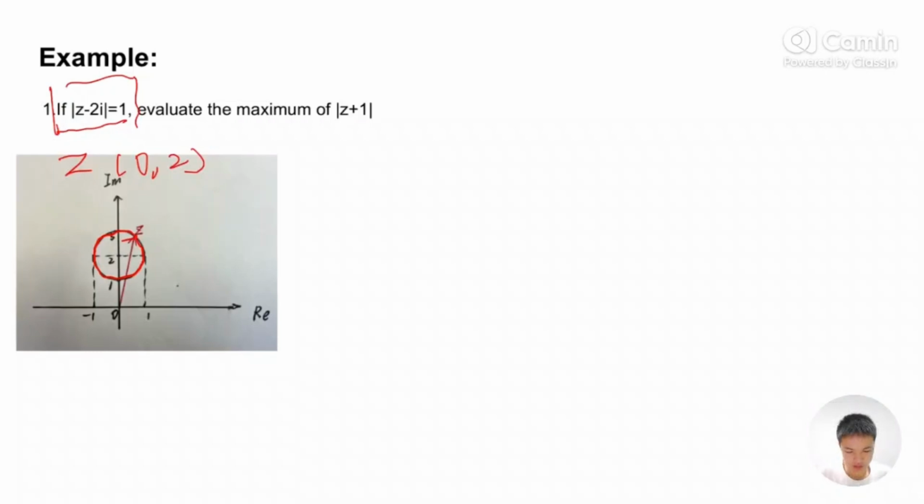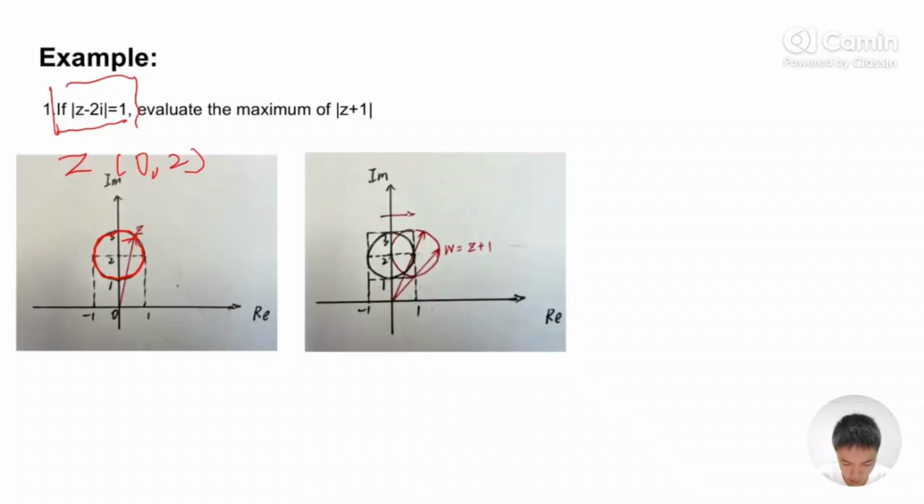For now, we need to find the maximum of the absolute value of z plus 1. So we move this circle right for 1 unit, and we get this new circle. w equals z plus 1. And point w is moving on this new circle, as you can see. So when does this absolute value become the biggest?